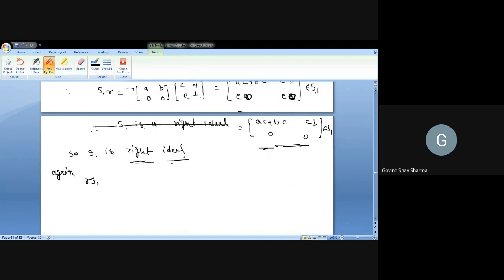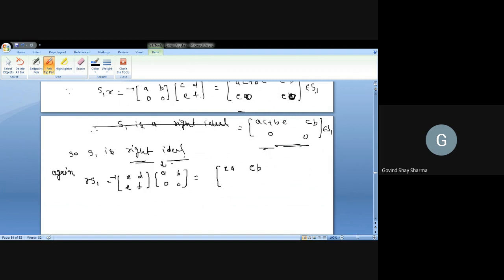Now we will show that S1 is not a left ideal. So we multiply R from the left side, C D with A B, so E A, E B.